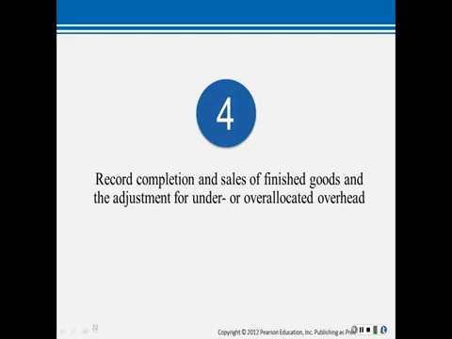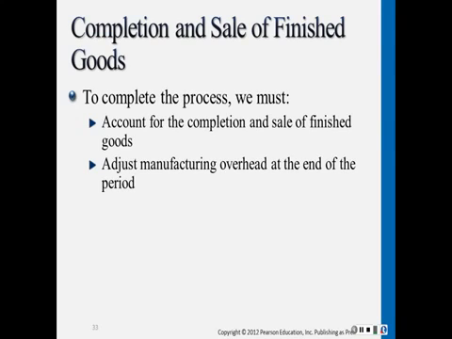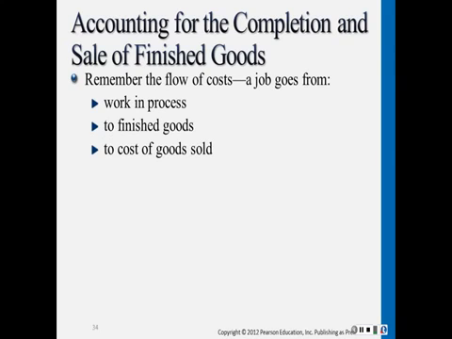The fourth learning objective is to record completion and sales of finished goods and the adjustment for under or over allocated overhead. As you know how to accumulate and assign the cost of direct materials, direct labor, and overhead to jobs, to complete the process we must do the following. Account for the completion of the sale of finished goods and adjust manufacturing overhead at the end of the period.